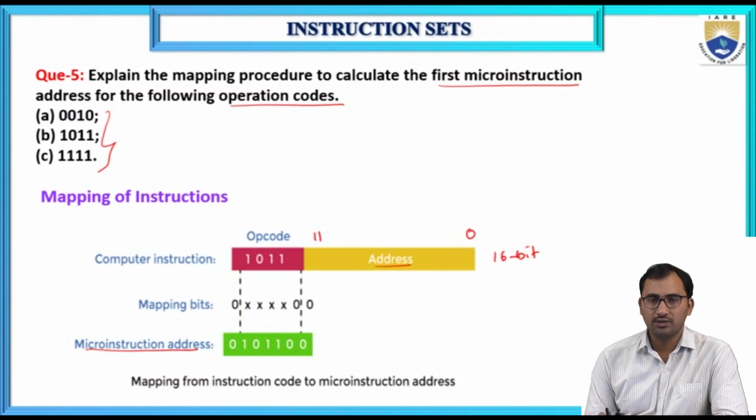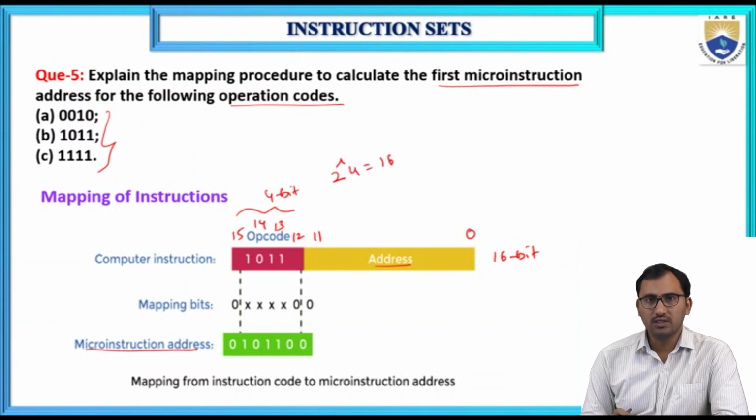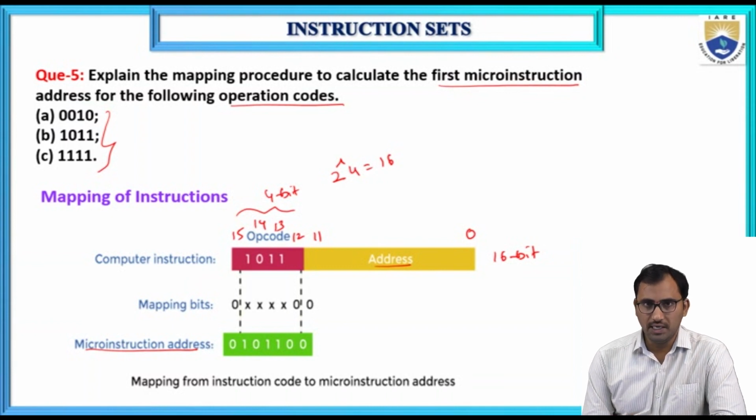And bits 12 to 15, so 12, 13, 14, 15, total 4 bits. 4 bits means 2 power 4, which is equal to 16. So we can represent a total of 16 operations. We can represent 16 opcodes using these 4 bits.